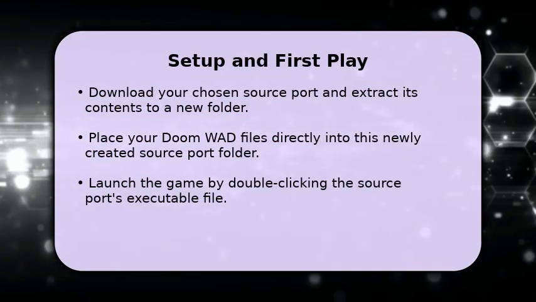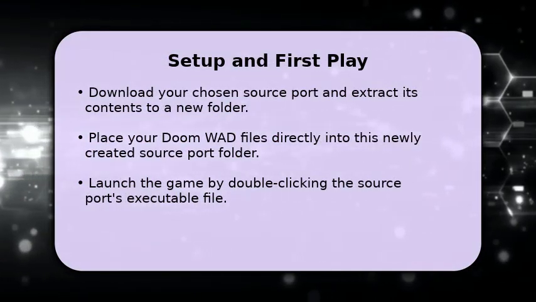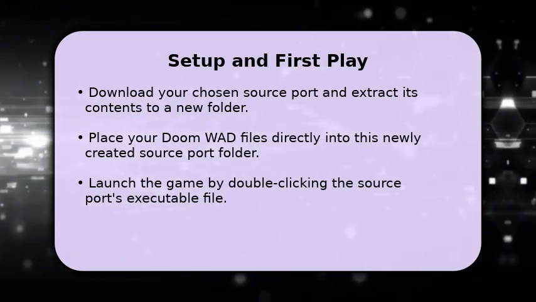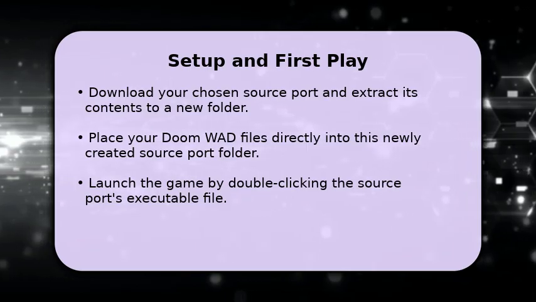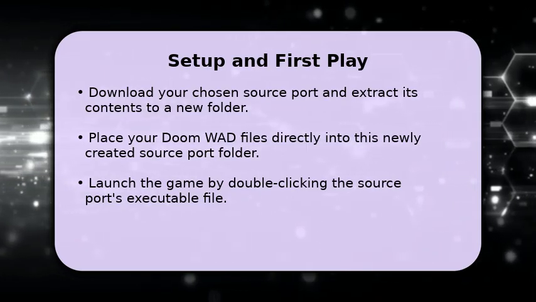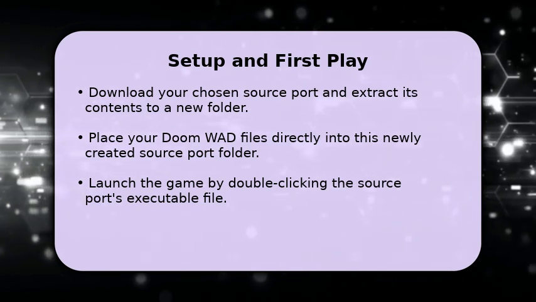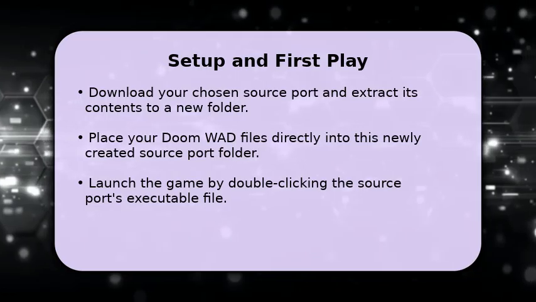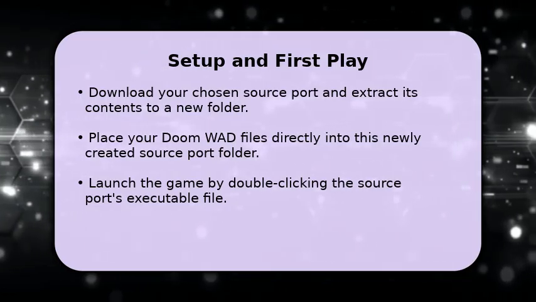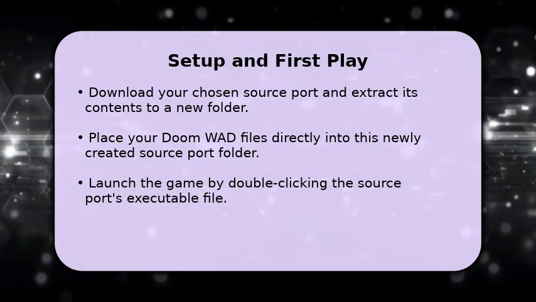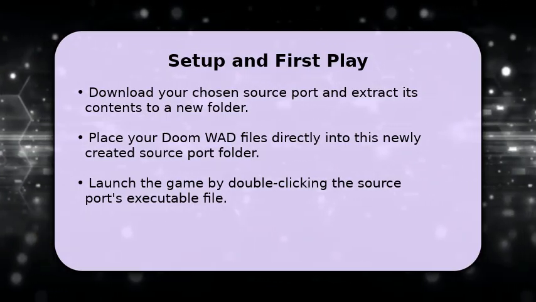Finally, let's get everything running. Download your preferred source port, like GZDoom, and extract its files into a dedicated folder on your computer. Then, simply copy your Doom WAD files, such as Doom2.WAD, directly into that same source port folder. Once the WADs are in place, double-click the source port's executable file to launch the game. You are now ready to enjoy classic Doom with modern enhancements.